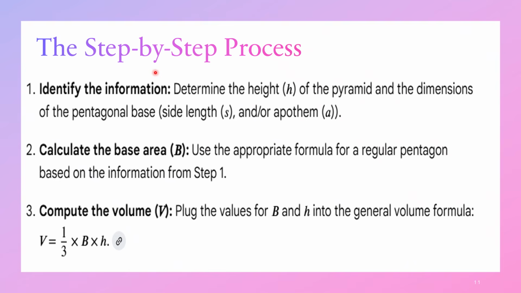Now, here is the step-by-step process in solving the volume of a pyramid. So first, identify the information. You need to determine the height of the pyramid and the dimensions of the pentagonal base, which are the side length and the apothem. Okay. And number two, calculate the base area. Use the appropriate formula for a regular pentagon, based on the information in step one. And then third, compute the volume: plug the values of the base and the height into the general formula, which is 1/3 times base times height.